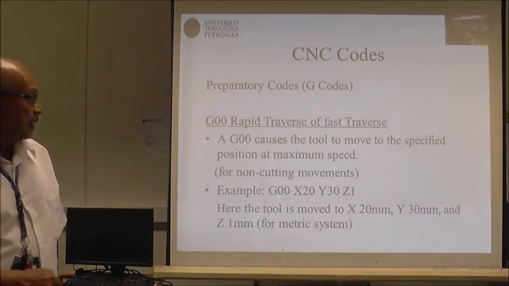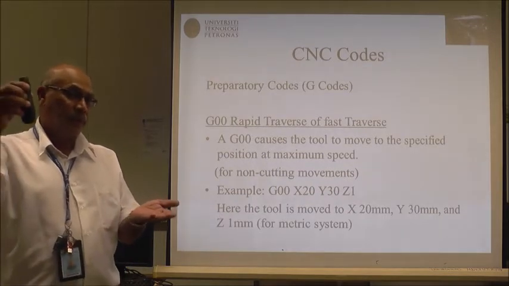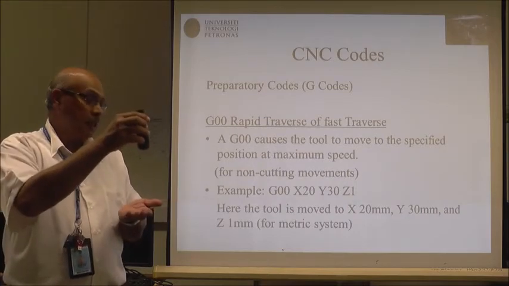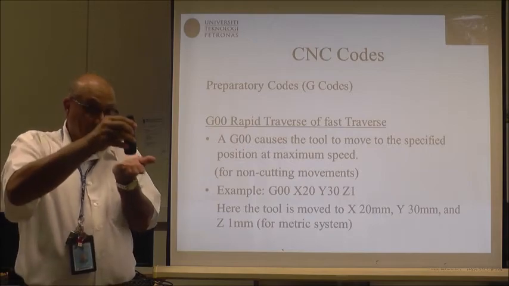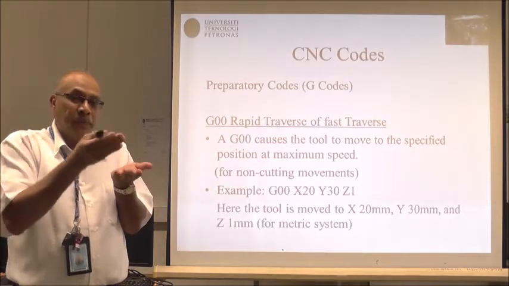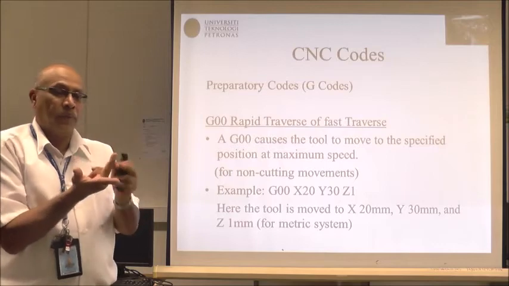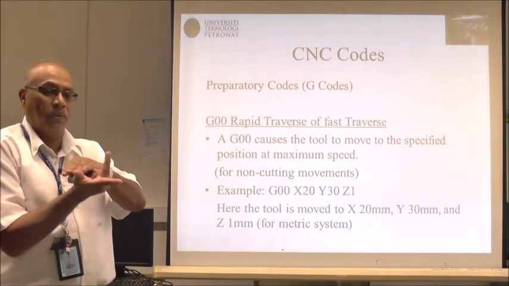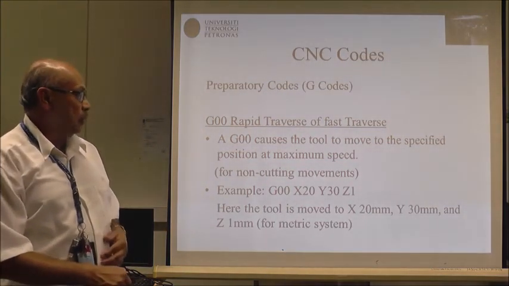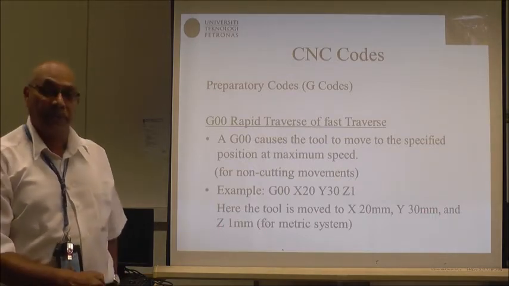One example is G00 X20 Y30 Z1, meaning from a point, for example X0 Y0, you will move to X20 Y30 and go down to 1 mm above the surface, because Z0 is the surface of the workpiece. 1 mm is above, as we are following the right hand rule, positive X, positive Y, positive Z, and the surface is Z0, so we are 1 mm above the surface. Here the tool is moved to X20 Y30 and Z 1 mm. This is for the metric system.